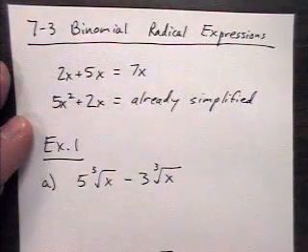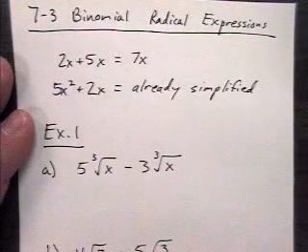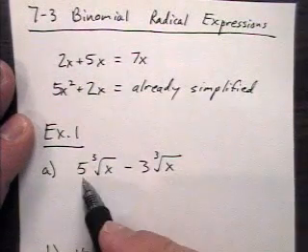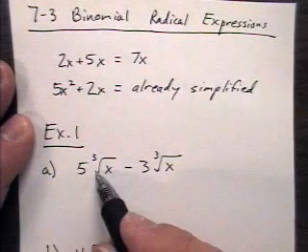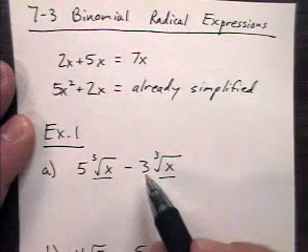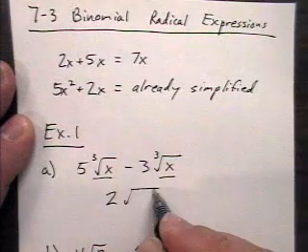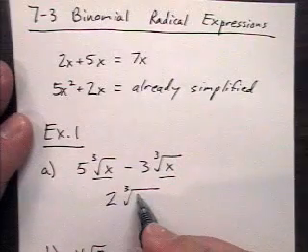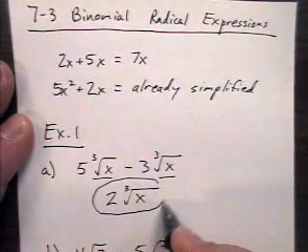Now we get to example 1. We have 5 times the cube root of x minus 3 times the cube root of x. Well, those are like radicals. They both have cube roots of x. And so I can subtract the coefficients and say that if you have 5 of them and you take away 3 of them, you're left with 2 cube roots of x.